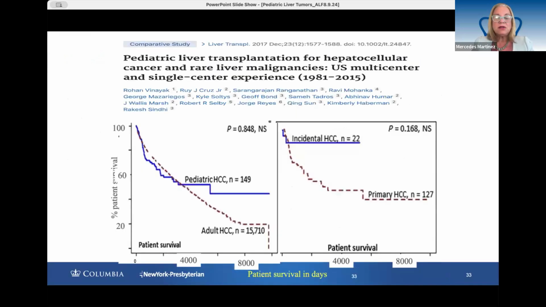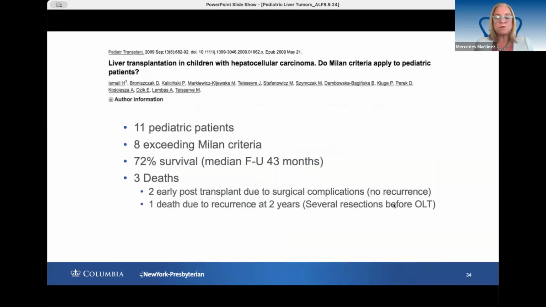And these are examples of why these criteria don't apply. In this study of 150 pediatric patients and 50,000 adult patients, they demonstrate that pediatric patients have better survival. Furthermore, when they analyzed the subgroup of pediatric patients, they found that 22 patients that went to transplant for complications of end-stage liver disease and were found to have an HCC incidentally in the liver did pretty well compared with those patients that actually went to transplant for HCC.